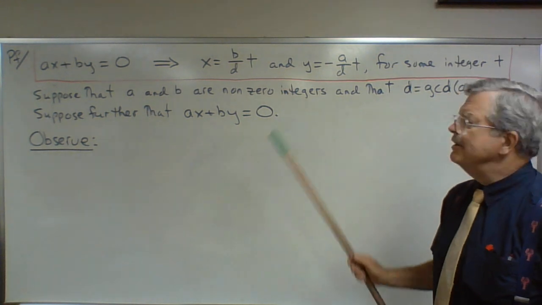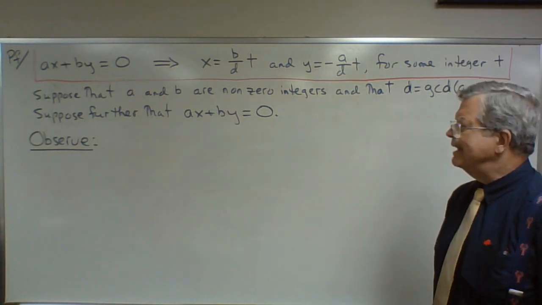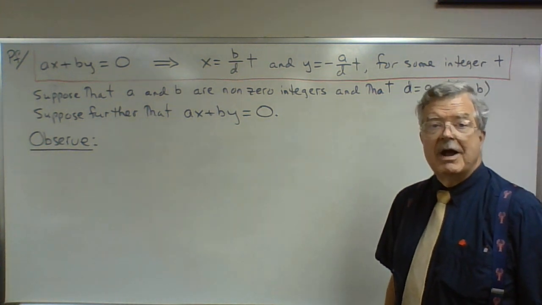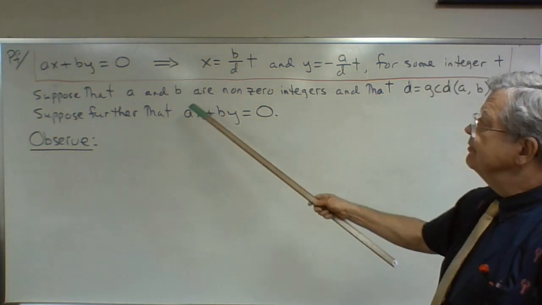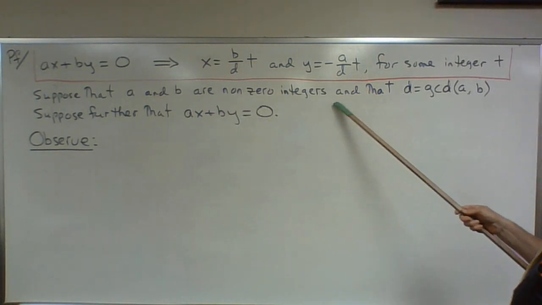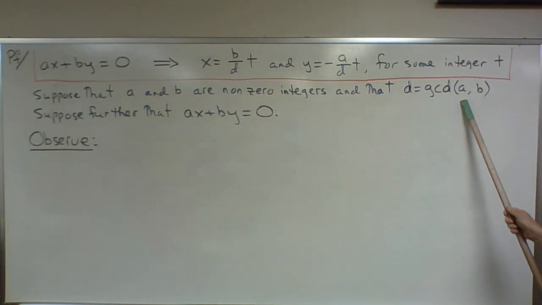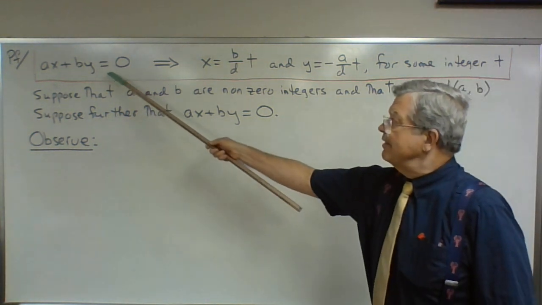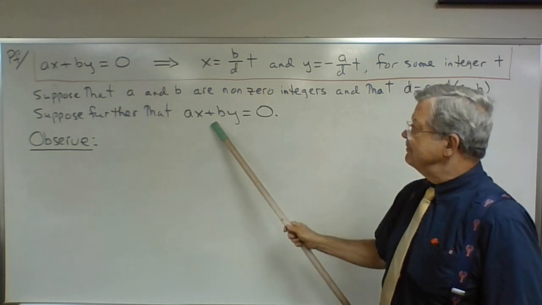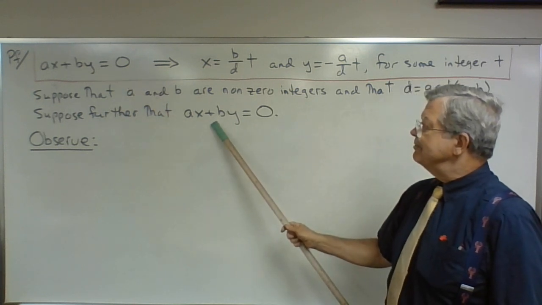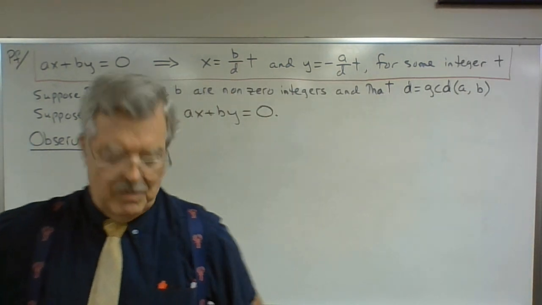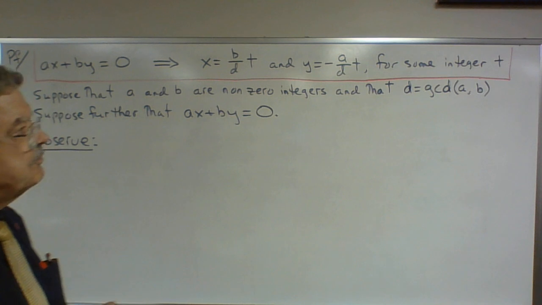A little bit trickier to prove this. This isn't automatic. And we'll remind ourselves of what our hypotheses are. Suppose that a and b are non-zero integers and that d is the greatest common divisor of a and b. And suppose further that our hypothesis is given. We have ax plus by equals 0. Now let's see what we can get from this.